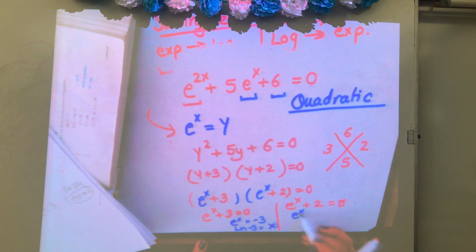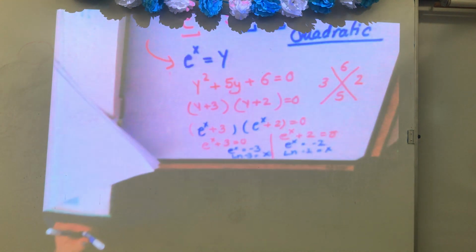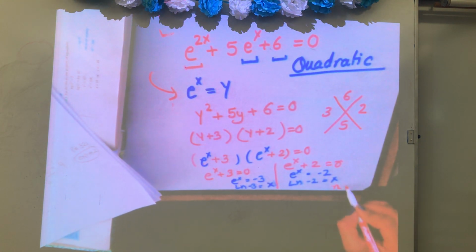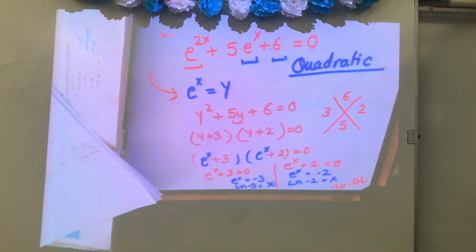This is e to the x is equal to -2. Switch. ln of -2 is equal to x. Both are ln of a negative number, which is not possible. So it means there would be no solution of this problem.